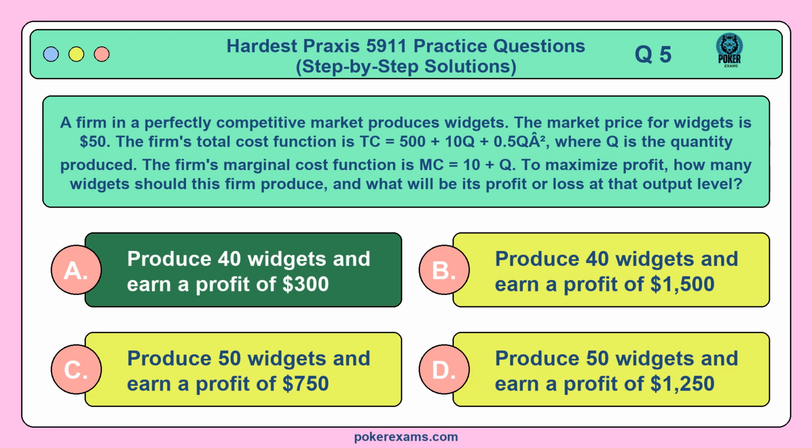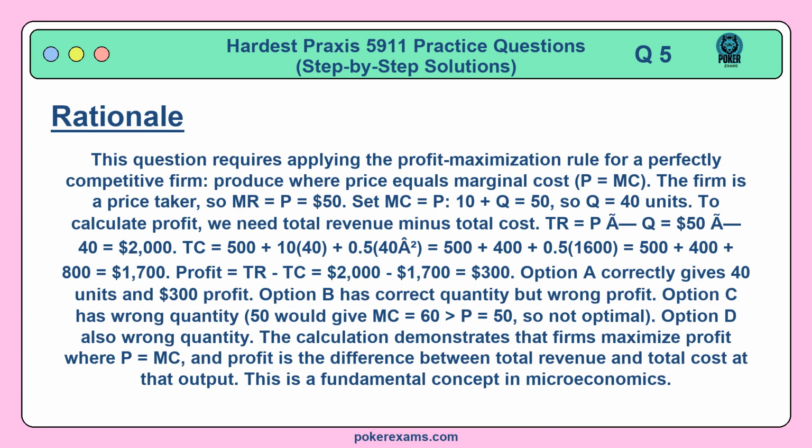The correct answer is A. This question requires applying the profit maximization rule for a perfectly competitive firm. Produce where price equals marginal cost, P equals MC. The firm is a price taker, so MR equals P equals $50. Set MC equals P: 10 plus Q equals 50, so Q equals 40 units.